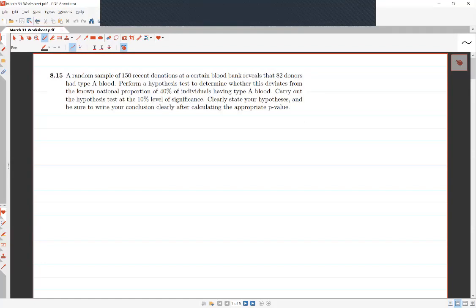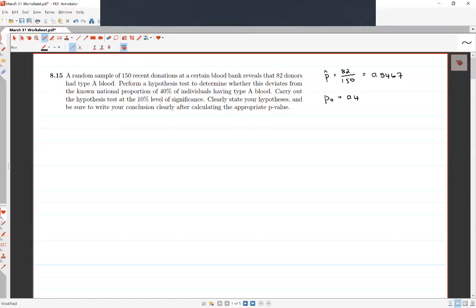So let's start by summarizing the information that's given to us. Firstly, our sample proportion, p hat, this is what we observe: 82 successes or 82 type A's in 150 individuals, and that gives us a sample proportion of 0.5467. Now, the belief under the null hypothesis, or p naught, is that this is going to be 0.4.